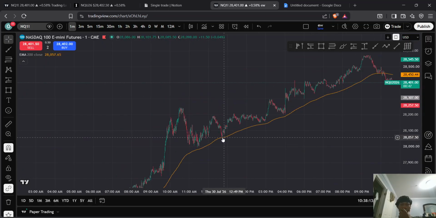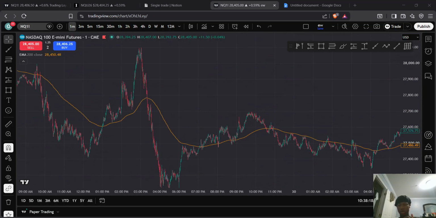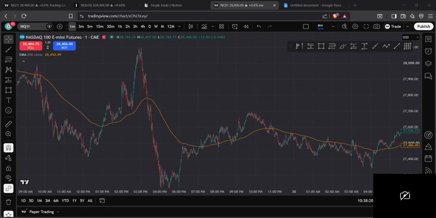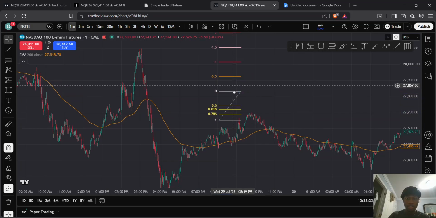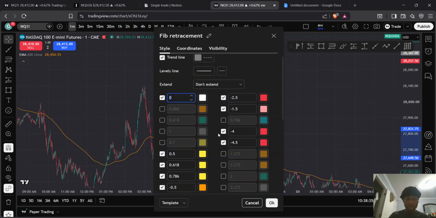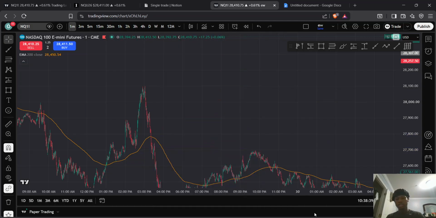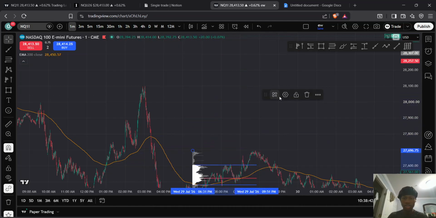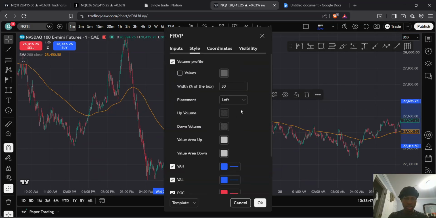All right, but since we have this right here, that's basically how I trade. Any questions, leave them in the comments and I'll answer them. Actually, let me show you all my fib levels. That's kind of fun, just teaching you how to do that. These are my fib settings right here. And in the volume profile, these are my settings right there.